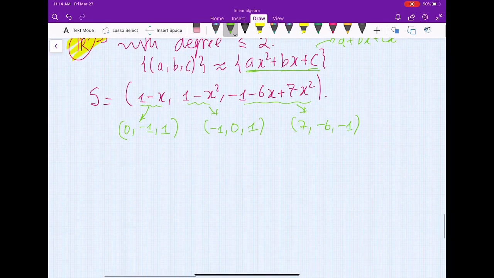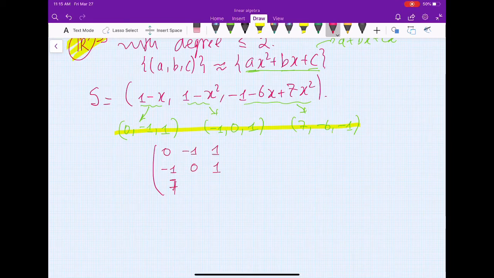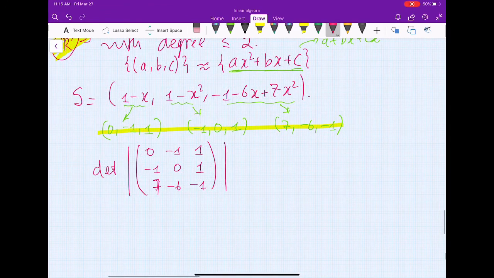So if these 3 vectors are linearly independent, the 3 polynomials in S are also linearly independent. If not, they will be linearly dependent. Basically you need to check the determinant of the following matrix: 0, negative 1, 1; negative 1, 0, 1; 7, negative 6, negative 1. You check the determinant of this matrix because it is square, which is good. If the determinant is 0, linearly dependent. If the determinant is not 0, linearly independent. Make sense? Okay, so let's find this.